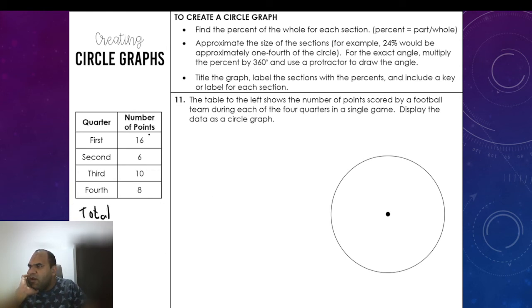The total over here is 16 plus 6, it is 22. 22 plus 10, 32. 32 plus 8, 40. The total is 40. The first one, find the percent over here. How is it, mister? The first one is 16 over 40.